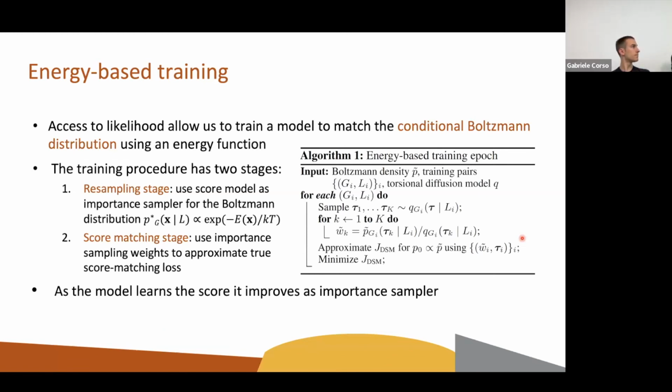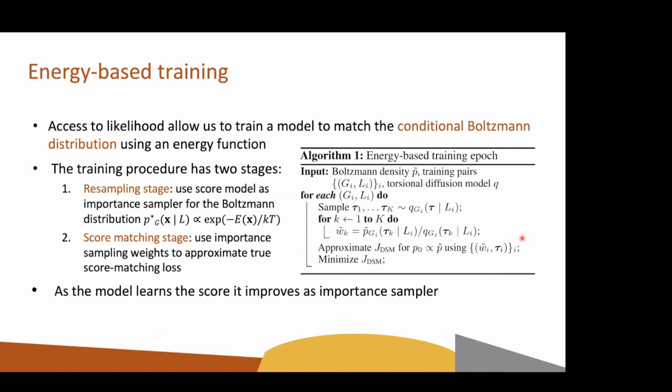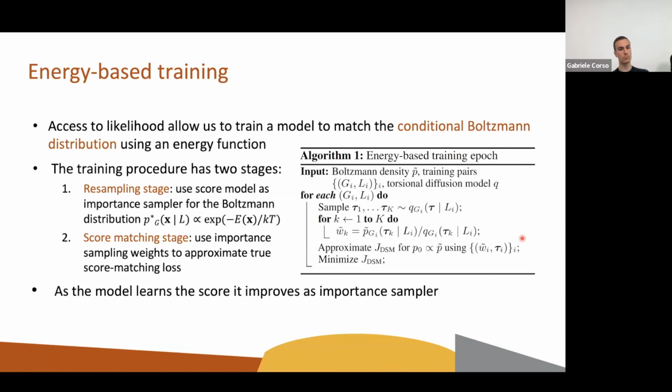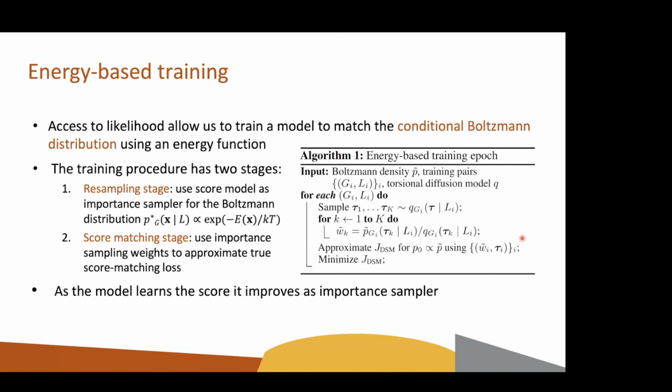Does training like this change the sample quality? By sample quality, are you referring to, for example, the Ensemble RMSD and so on? Exactly. Yeah, so it's actually a completely different setting. Here, what we're doing is training a model to match the conditional Boltzmann distribution, and we're trying to draw independent samples from the conditional Boltzmann distribution.